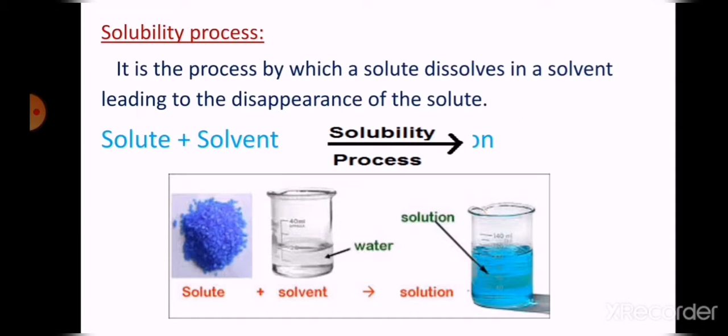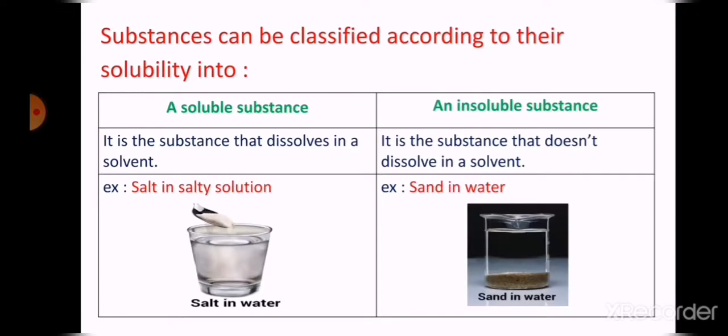So the solubility process is the process by which the solute dissolves in the solvent, leading to the disappearance of the solute. Substances can be classified according to their solubility into soluble or insoluble substances. Soluble means dissolves, and insoluble means doesn't dissolve.